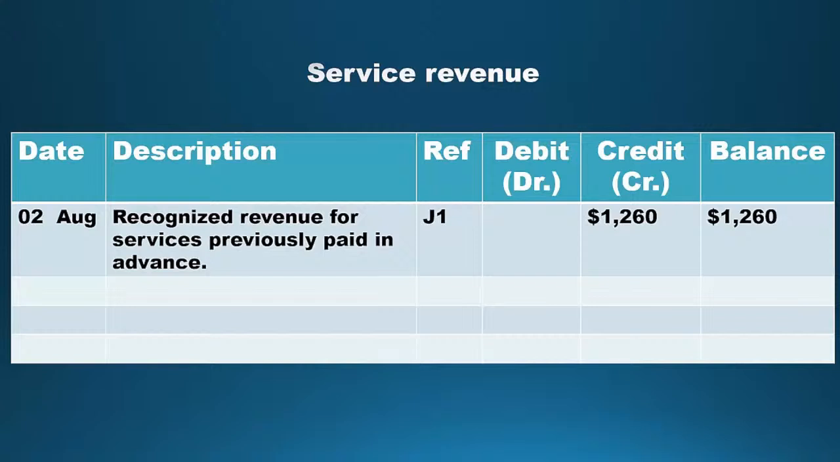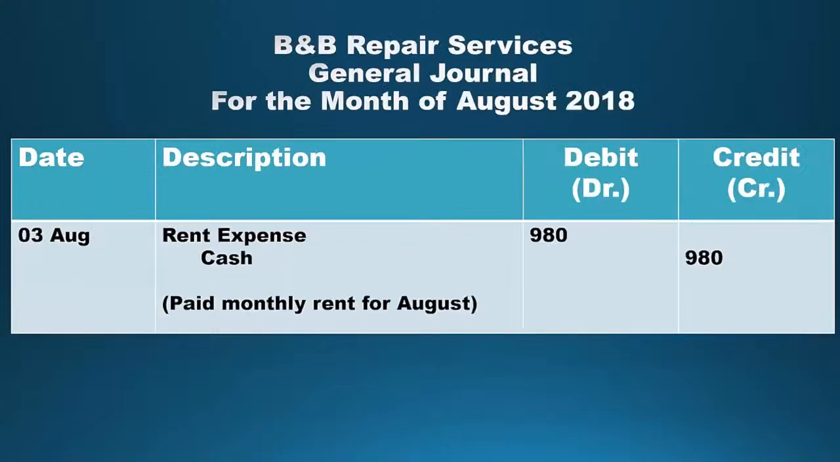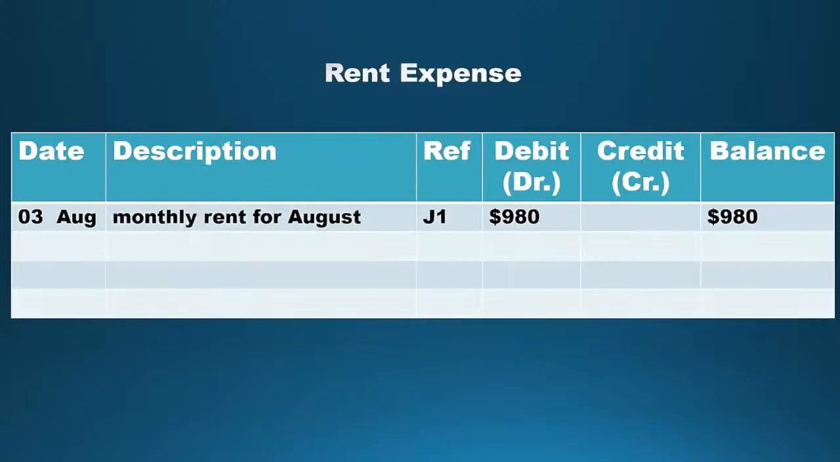Let's keep the momentum going with August 3. Step 1. Review the journal entry. The journal entry for August 3 was debit rent expense, $980. Credit cash, $980. Posting to the rent expense ledger. 1. Date. Write the date August 3. 2. Narrative. Add the narrative. Paid monthly rent for August. 3. Reference. Add the journal reference. Write as J1. 4. Amount. Enter $980 in the debit column because expenses increase on the debit side.